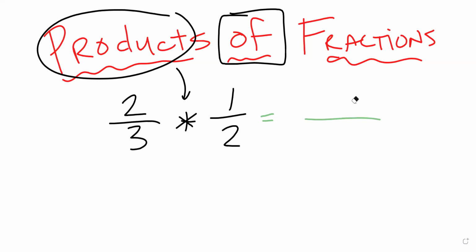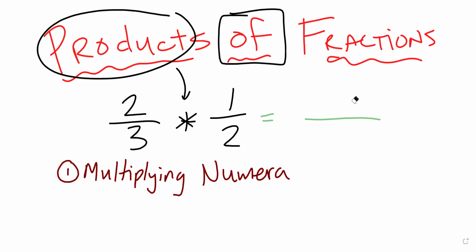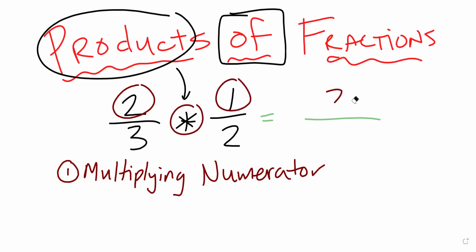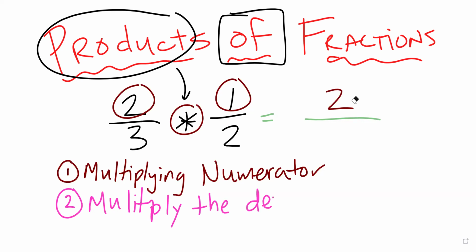In this case, we've learned that the reality is just to solve it, we literally can just start by multiplying the numerator, and that would be step 1. So again, 2 times 1 gets me 2. And then if we thought about our second step, we literally are going to just multiply the denominator.